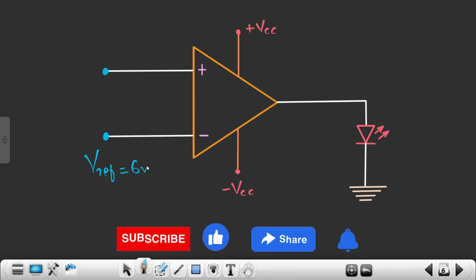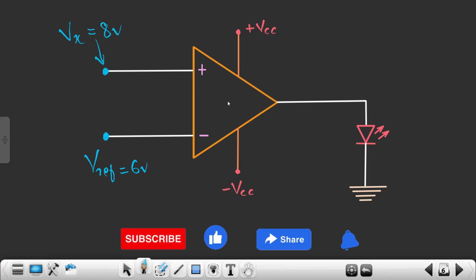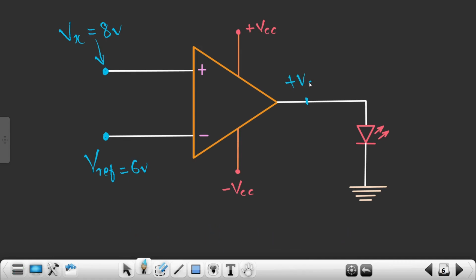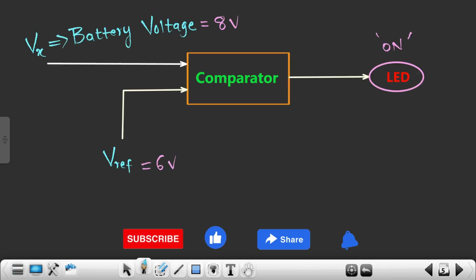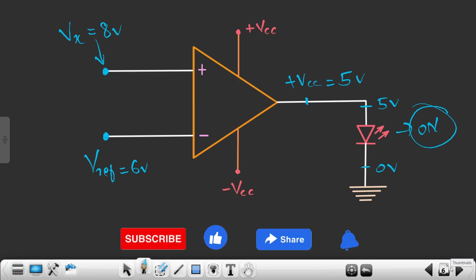Let's suppose it is 6 volts, and I'll connect the battery voltage, let's suppose Vx, which is 8 volts. My battery is delivering 8 volts. So now it becomes pretty easy. The opamp will compare these two voltages. It can see that at its non-inverting terminal, it is getting quite a higher voltage as compared to the inverting terminal. So it will provide plus VCC, that is 5 volts. So over here you are getting plus 5 volts, and over here you are getting 0 volts. Therefore this LED will be in on condition, and this is what we want. So thus, we are somehow able to achieve the result.